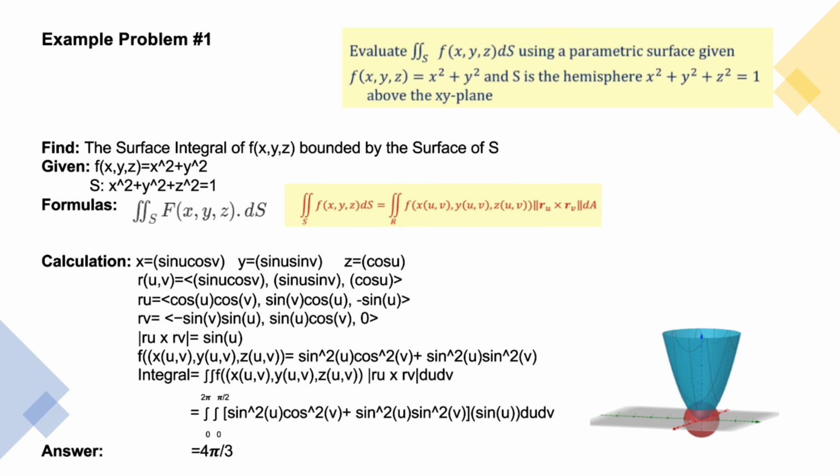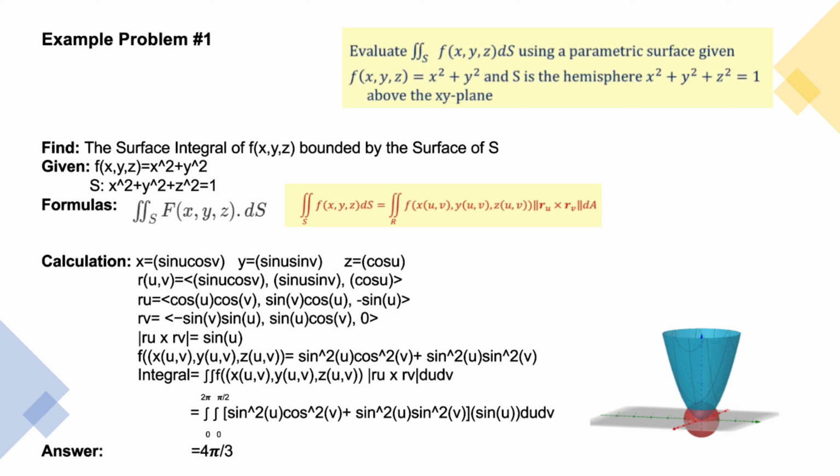Taking a look at example problem number 1: evaluate the double integral of f of x, y, and z using a parametric surface, given f of x, y, and z equals x squared plus y squared, and S is the hemisphere x squared plus y squared plus z squared equals 1 above the xy plane. We need to find the surface integral of f of x, y, and z bounded by the surface S. We are given f of x, y, and z equals x squared plus y squared. We are also given S, which equals x squared plus y squared plus z squared equals 1. For this problem, we will use the parametrized surface integral formula.